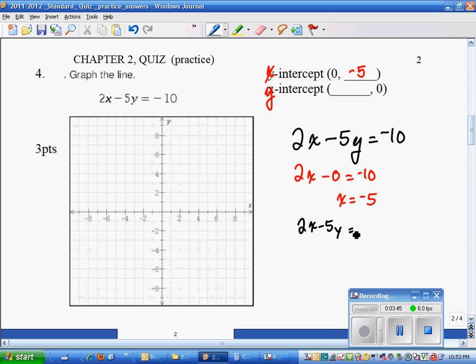I put a 0 where the x is, so it's 0 minus 5y equals negative 10. Here, y will equal positive 2. Now I plot negative 5, comma, 0. The y-intercept is 0, comma, 2. And then you string a line through it.